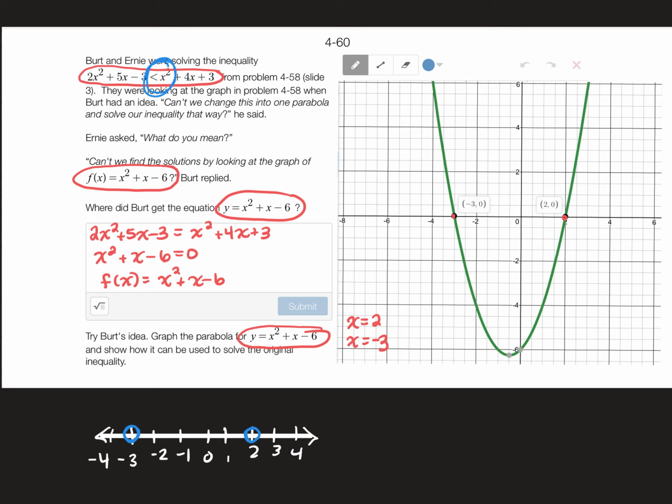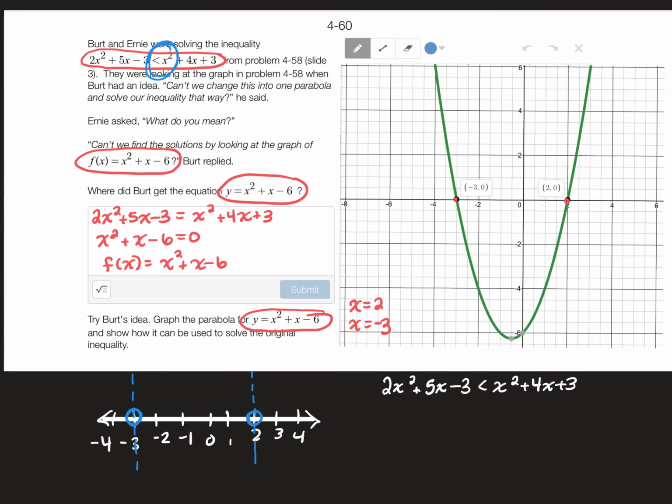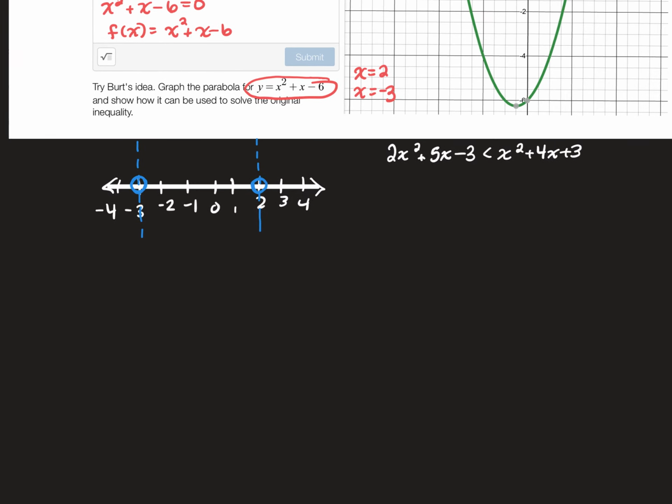And then we, remember, broke our number line up into 3 regions, and then picked values from each region to plug into the original inequality. So the original inequality, I'm just going to write here, is 2x squared plus 5x minus 3 is less than x squared plus 4x plus 3. And we're going to plug in our values from each region. So let's pick a value from each region. I'll start here in region 1 and pick the value x equals negative 4.